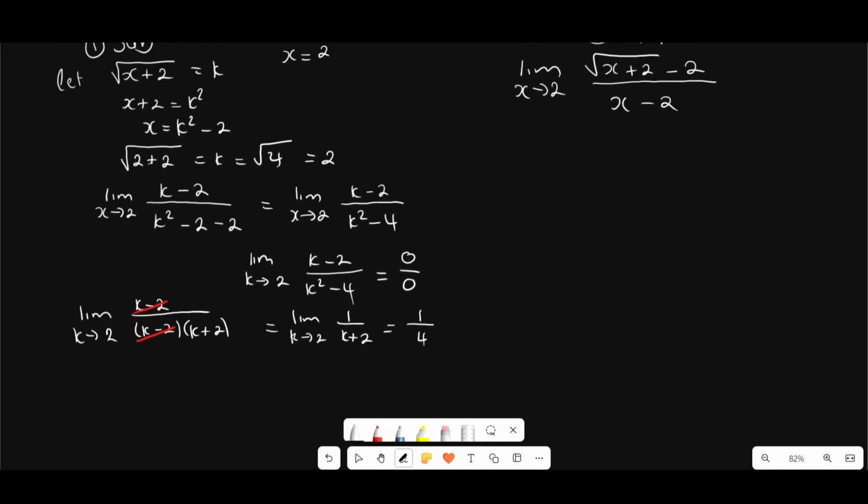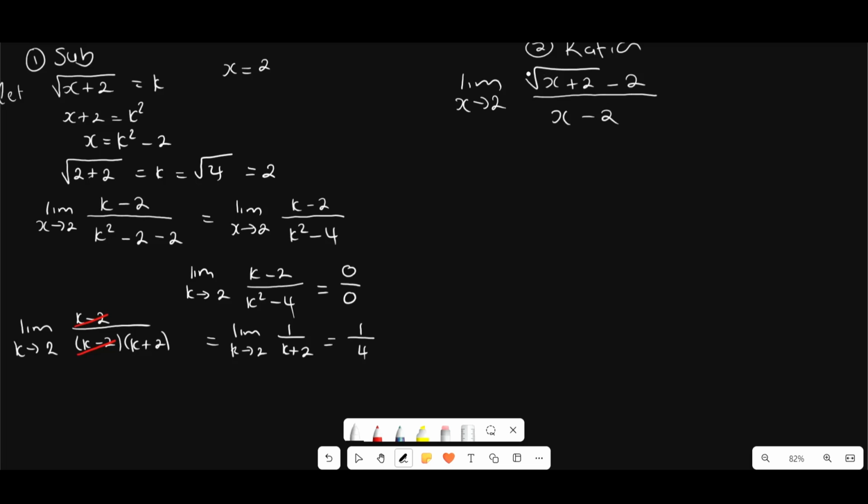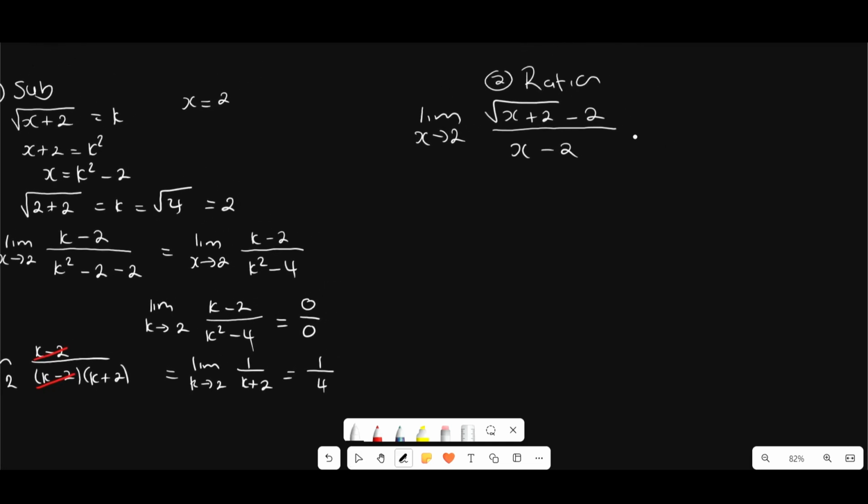So in this case, I want to remove the square root. What do I do? Whenever you have a situation like this where you want to use the rationalizing method, you're going to multiply this by square root of x plus 2, plus 2, and whatever you do on top, you do at the bottom, square root of x plus 2 plus 2. So you're taking this whole function as it is, right?